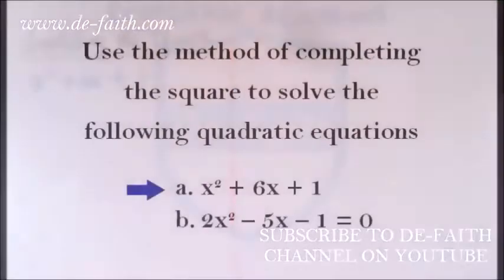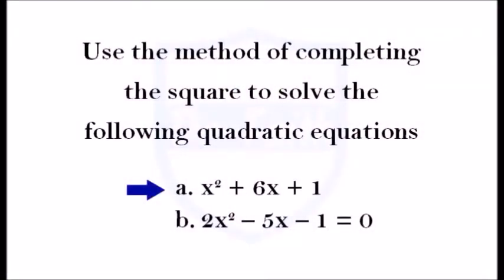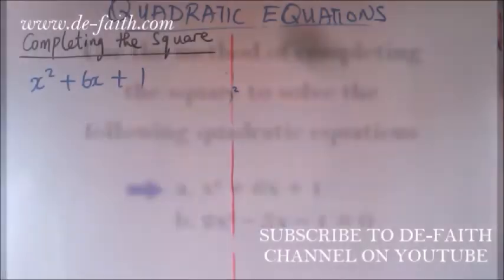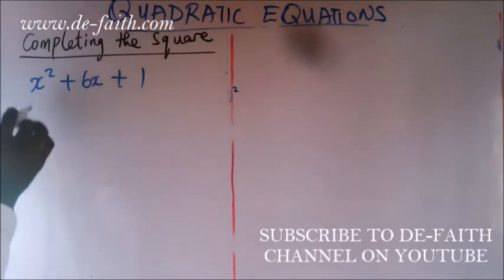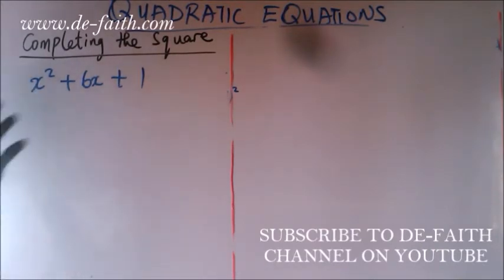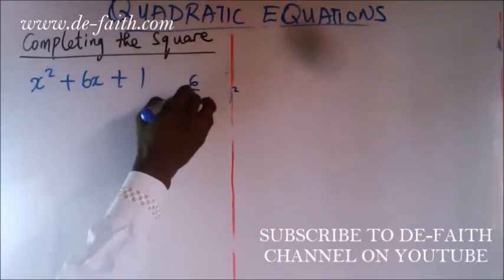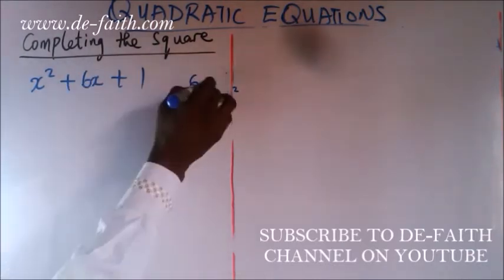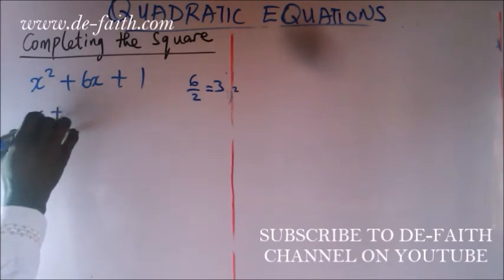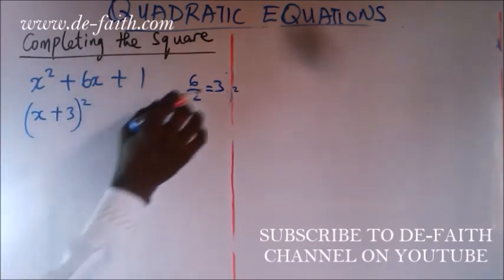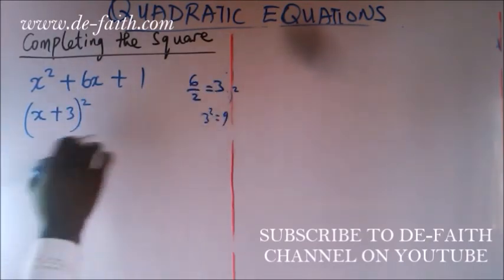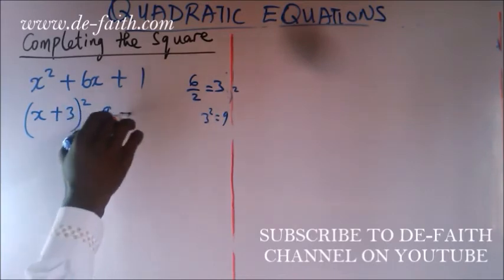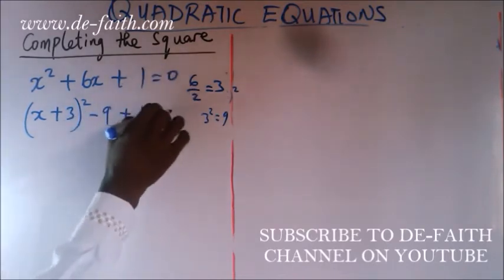Alright, so we want to use the method of completing the square to solve the following quadratic equations. A, x squared plus 6x plus 1. Now for us to solve this, just as we've done, the coefficient of x squared here is 1, so we don't need to worry about that. Next, we'll find half of the coefficient of x, which is 3. So we'll have x plus 3 all squared, and then we'll square this 3, which is 9. So minus 9, and then plus 1. We'll equate all this to 0.